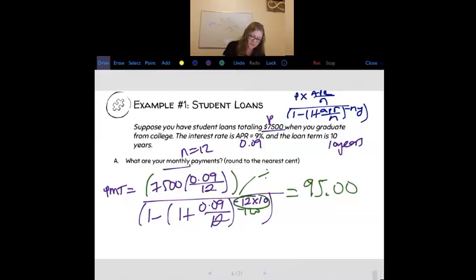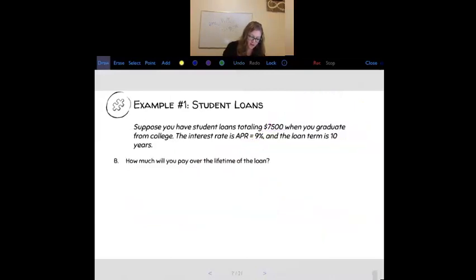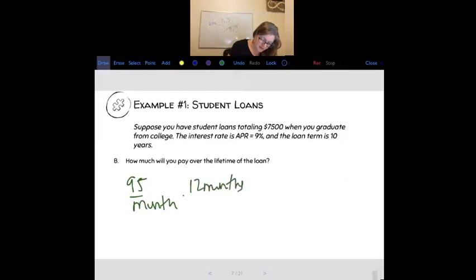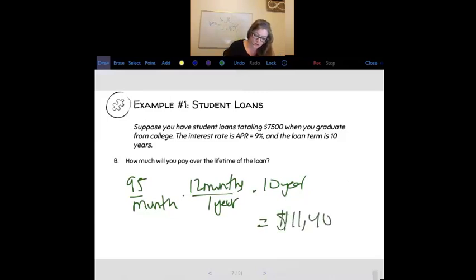Okay, so your payments would be $95 per month. So how much will you pay over the lifetime of the loan? If you're paying $95 per month, you can set this up as a unit conversion, where we have $95 per month. There's 12 months per year, and our loan term is 10 years. Okay, you don't have to set this up as a unit conversion, but this is what's happening. So we'll take 95 times 12 times 10, and this is 11,400. So you're paying a lot more with interest.